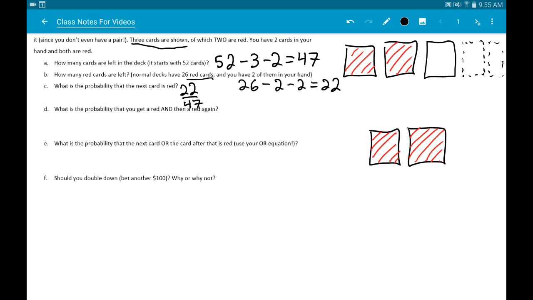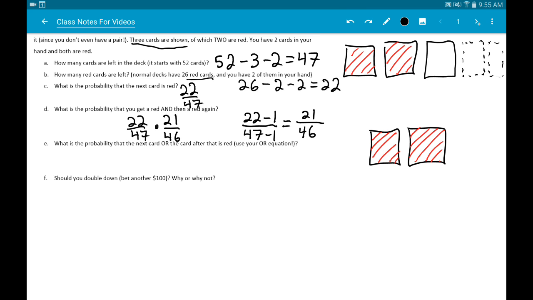Okay, what is the probability that you get a red and a red again? So that would be 22 over 47 for the first one. But now, for the second card, I've already drawn 1 red card, which means that the total number of red cards is going to be 21. And for the total number of cards, I've got 47, but I drew 1, which was the red card, so I've only got 46 left. So that means that my next number needs to be 21 over 46. That's going to be our answer for the AND.